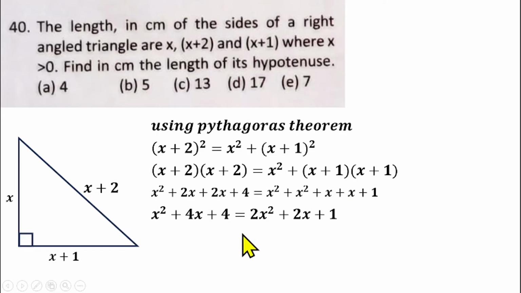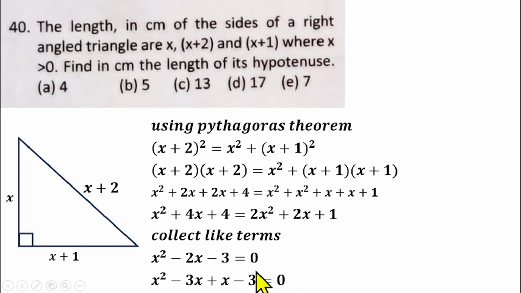And then we can collect like terms. If you collect like terms, 2s squared minus s squared gives us s squared. Then 2s minus 4s gives us minus 2s. Then 1 minus 4 will give us minus 3 equals 0. So you can now solve this quadratic equation to find our s. Two numbers that multiply together to give us minus 3, and when you add them together give us minus 2, will be minus 3 and plus 1. So those numbers will now replace minus 2s here.